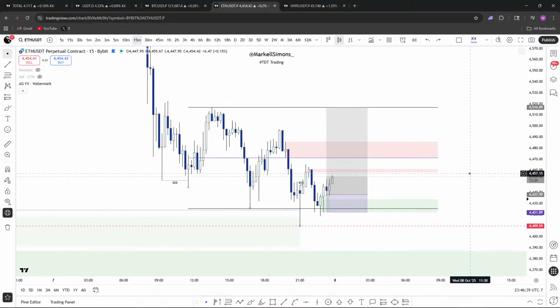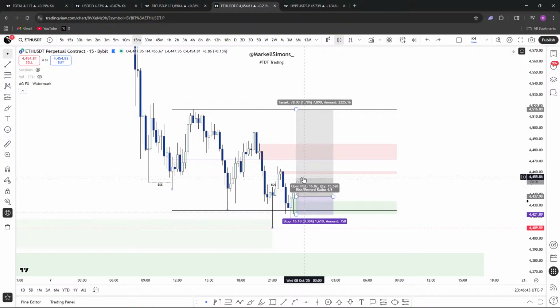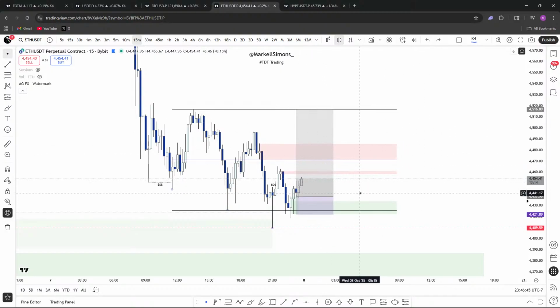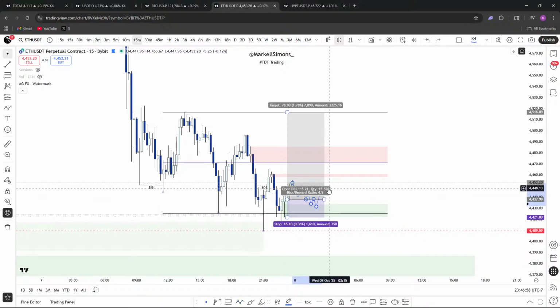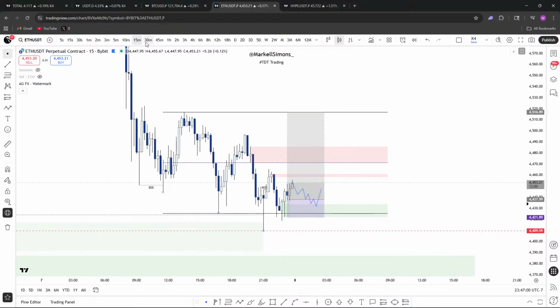If you are in this position, I would just let it play. But a re-entry is going to be this right here. Very simple. If we get this, we go long. Simple. It's very simple.